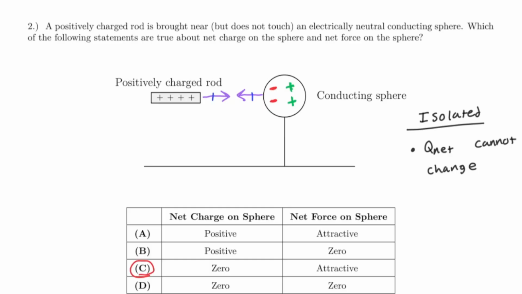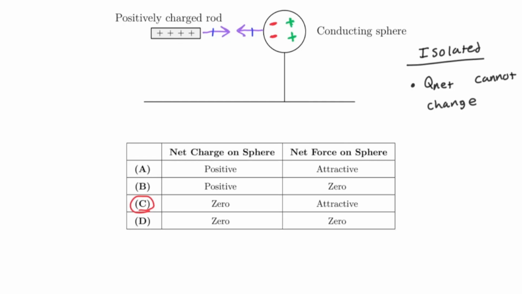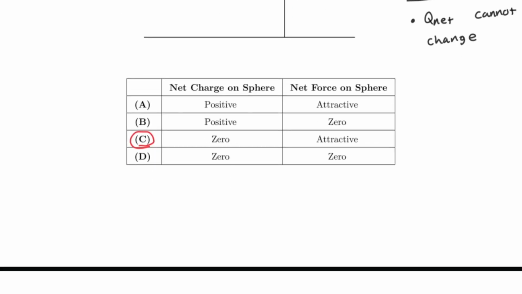Because we can't get a net charge on the sphere without it being connected to anything. So be careful of this variant of the problem where it's grounded, because if it's grounded, those negatives can come from the ground to charge up the sphere. But there's no touching, so we know there's no net charge, but there is polarization, which causes attraction.